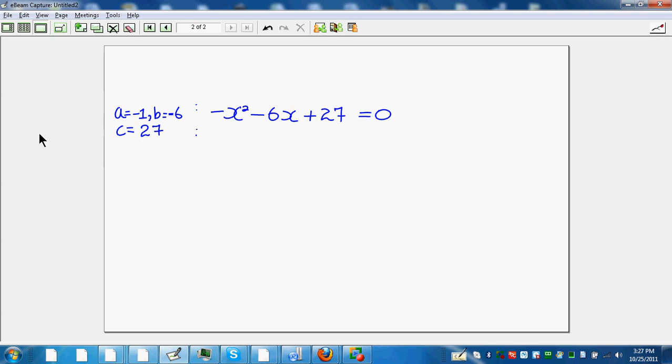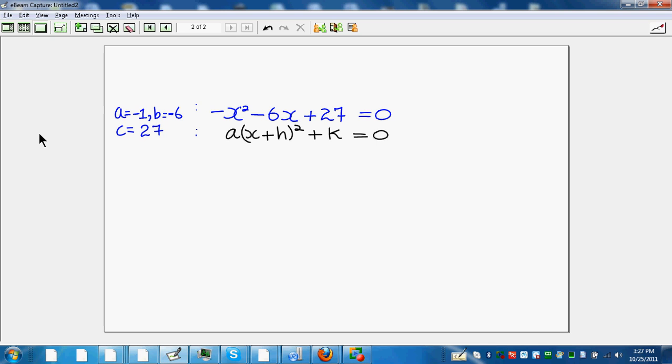Okay, so we're looking at this question here, and we want to use the method of completing the square to solve it. Now in the method of completing the square, we have to represent this equation in a particular format. And the particular format is a(x plus h) squared plus k is equal to 0. That's the format that we need to get it into.